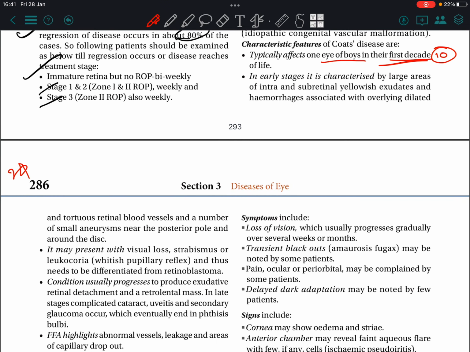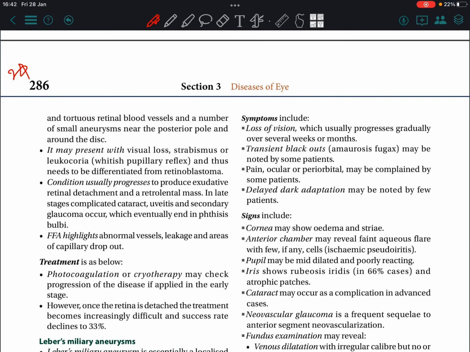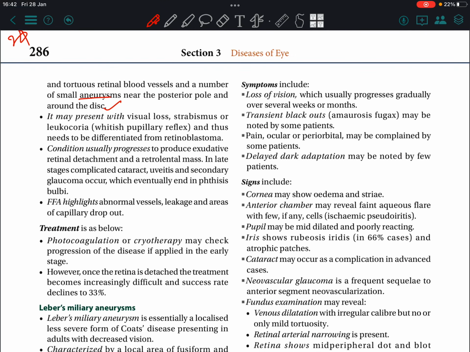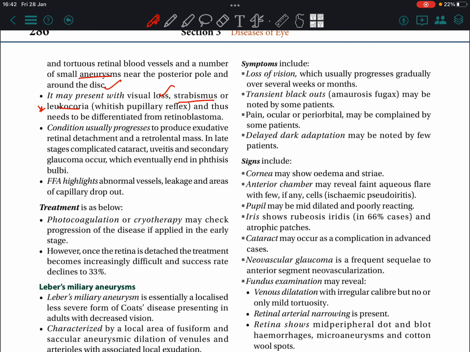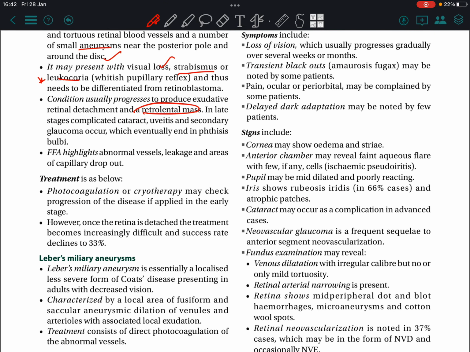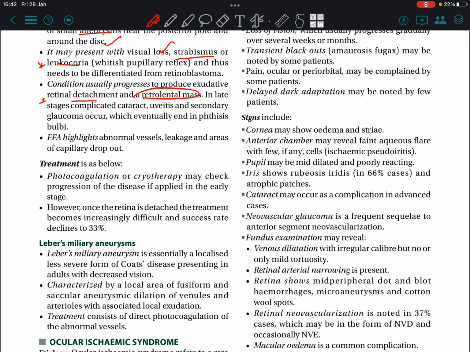In early stage, it is characterized by large areas of intra and subretinal yellowish exudate and hemorrhage associated with overlying dilated and tortuous retinal blood vessels and a number of small aneurysms near the posterior pole around the disc. It may present with visual loss, strabismus, leukocoria, and thus needs to be differentiated from retinoblastoma. The condition usually progresses to produce exudative retinal detachment and retrolental mass. In late stage, complicated cataract, uveitis, and secondary glaucoma occur, which eventually end in phthisis bulbi.